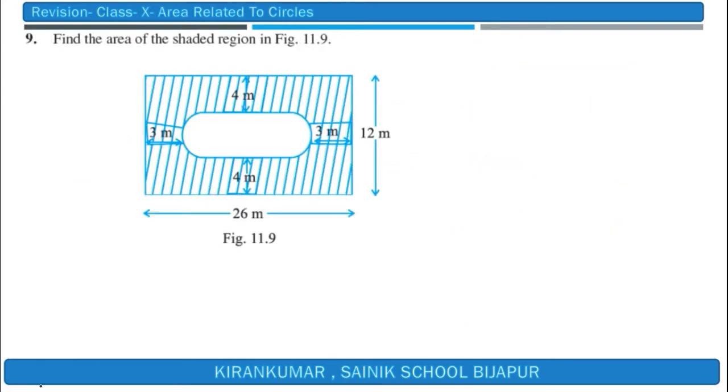Question number 9. Find the area of the shaded region in the figure 11.9. The area of the shaded figure is nothing but the area of this larger rectangle minus this particular figure, which is a combination of semicircles and a rectangle. For simplification, better I name the larger rectangle as ABCD. Inside one, I will name it as EFGH.